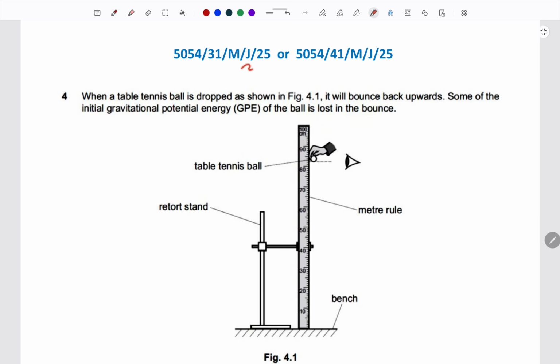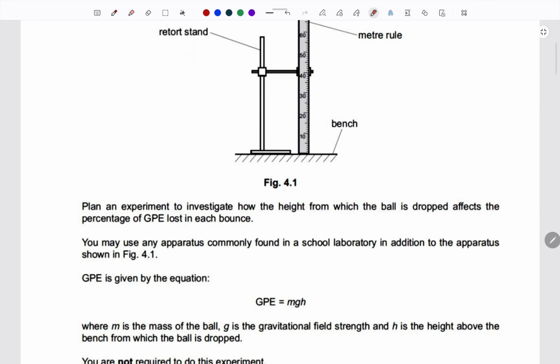MJ May June 2025 variant 31 or variant 41 question number 4. Let's consider what the question is asking about. When a tennis ball is dropped, shown in figure 4.1, it will rebound back upward. Some of the initial gravitational potential energy of the ball is lost in the bounce. Plan an experiment to investigate how the height from which the ball is dropped affects the percentage of gravitational potential energy lost in each bounce.